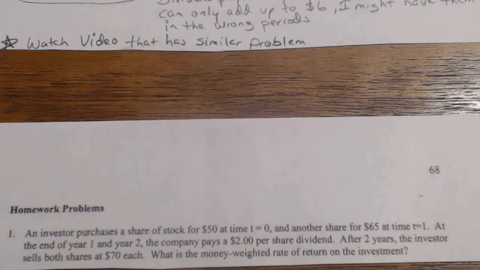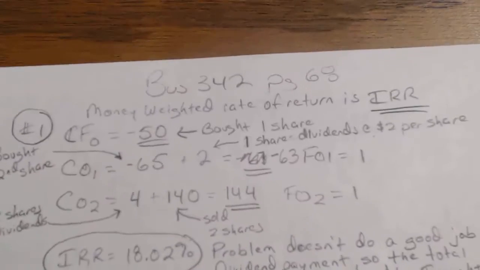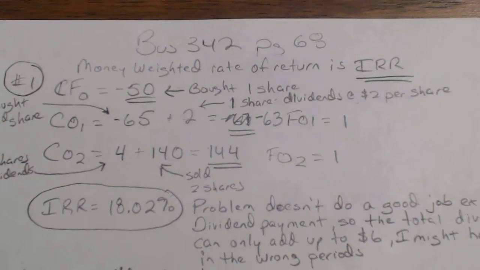I don't know why he uses that term, maybe to confuse you. Money-weighted rate of return just means the IRR, the internal rate of return. So just use your IRR function on your calculator. Okay, so let's work through the problem. Back this up a little bit.